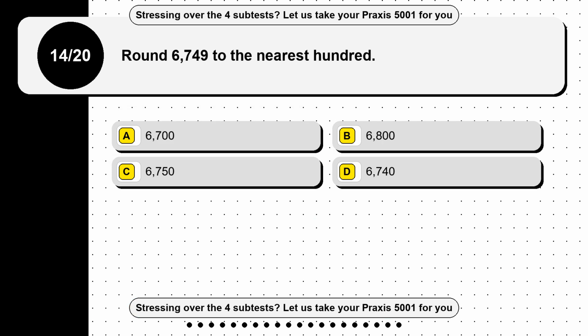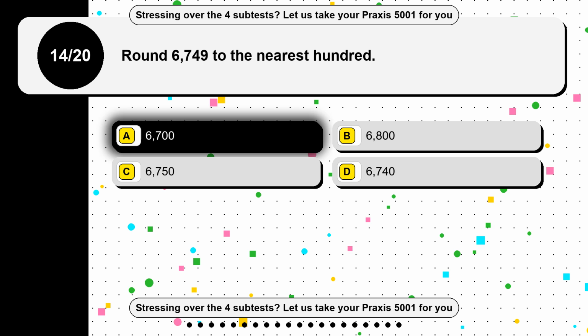Question 14. Round 6,749 to the nearest hundred. Option A, 6,700. Option B, 6,800. Option C, 6,750. Option D, 6,740. The correct answer is option A, 6,700.